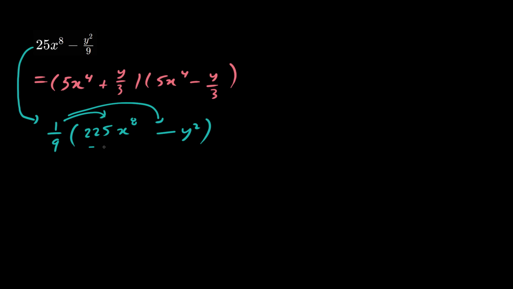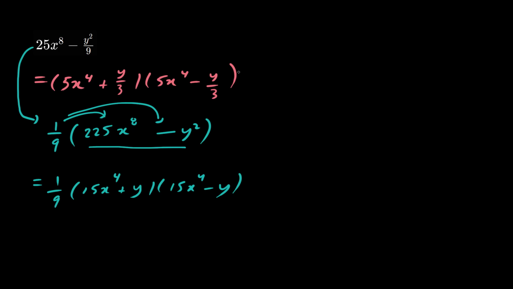And now we can apply difference of squares again. What times what becomes the first term? What's the square root of 225? 15. 15x to the 4 times 15x to the 4 indeed generates the first term. Plus minus, what's the square root of y squared? It's going to be y and y. So this is also equivalent.